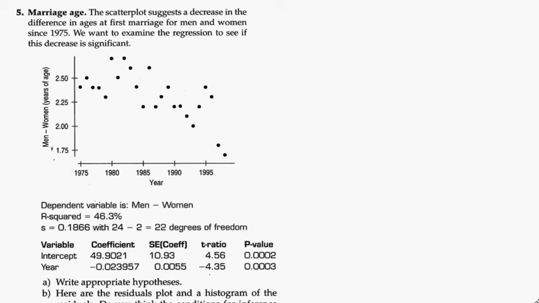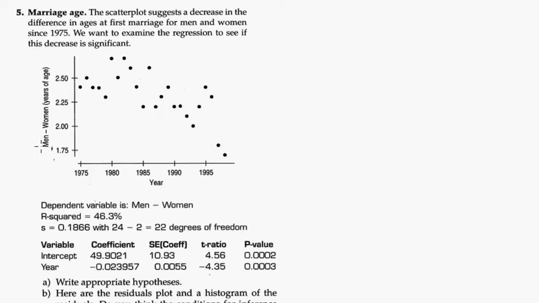This is problem 5 of chapter 27, continuing to look at linear regression and hypothesis testing as a means to strengthen our confidence about a linear model. So here we're looking at data, and this is a little bit tricky. This data, you have to really pay attention.